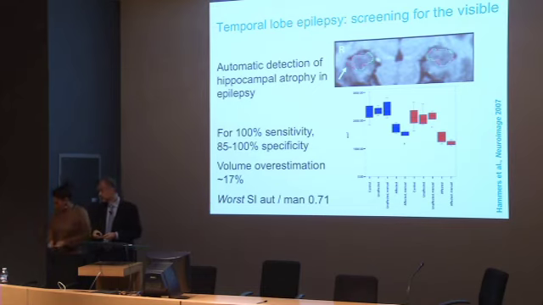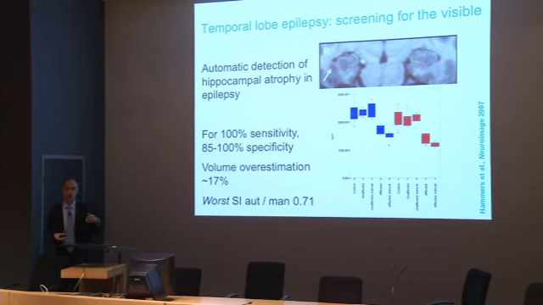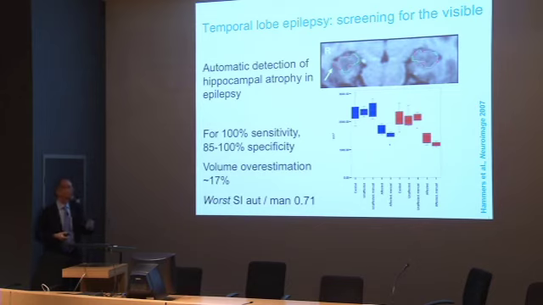So we've used multi-atlasing methods for first detecting the visible. This is a bit boring, but it's always good to check that the methods you're using are actually showing you what they are supposed to be showing you. And what you see here in blue and red are the right and left hippocampi of controls and patients. And we see that the right-left difference, which is physiological, is reproduced. And we also see that the automatic method here overestimates the hippocampal sclerosis, the shrinking of the hippocampus a little bit. This is due to small misregistrations here.